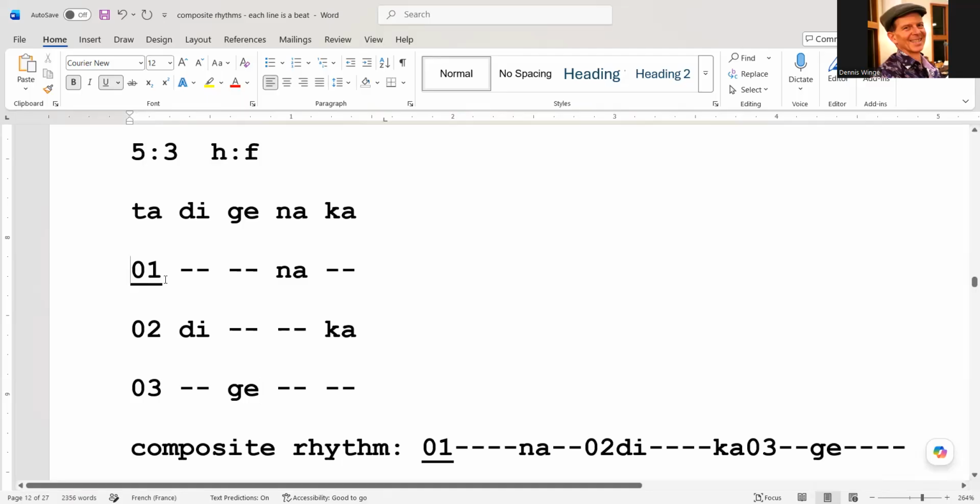First, the long way. The long way is, so if you had tadike naka tadike naka tadike naka, and so on, counting 1, 2, 3, 4, 5, 1. I find that difficult, but here's what I think is the shortcut.